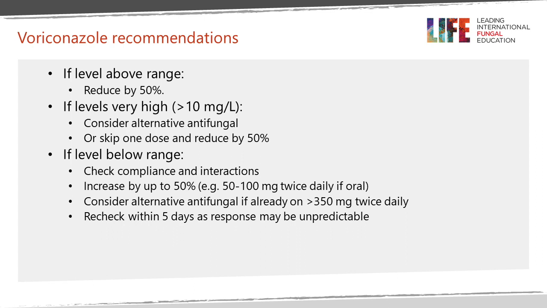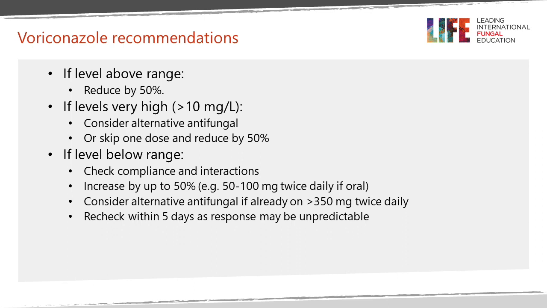So if the level is above range, you would generally reduce by 50%. If the levels are very high, which could be observed, for example, in somebody who is a low metabolizer, you might even consider a different antifungal, which might be safer for the patient, or you might skip a dose and then start at a lower dose.